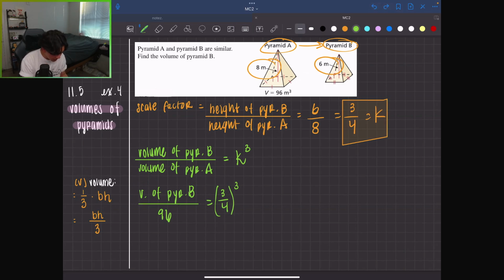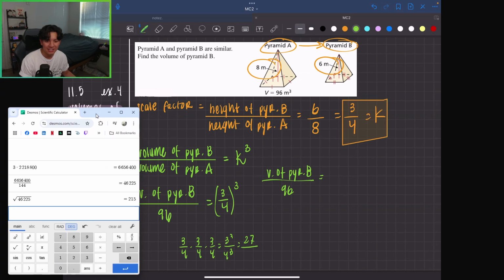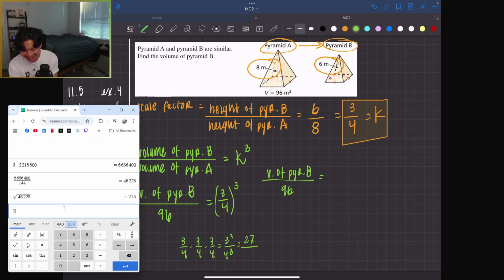The first thing I'm going to do here is multiply this out. So the volume of Pyramid B over 96 equals, well, what is 3/4 times 3/4 times 3/4? That is the same thing as 3 cubed over 4 cubed, which is 27 over 4 cubed. 4 times 4 is 16. 16 times 4 is, I actually don't know. I'm such a bad math teacher. 64. So 27 over 64.